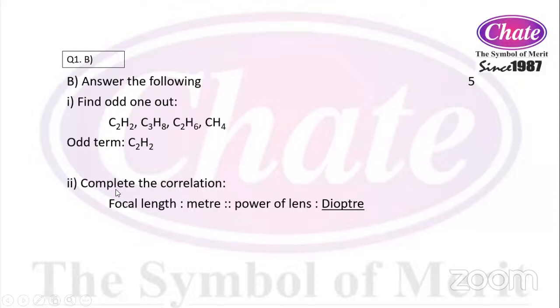Now next is complete the correlation. Here you can see that focal length is in meters. So what is the unit of power of a lens? Yes, the unit is diopter. Now most of the students missed this diopter. So be careful while writing the spelling as well, because here only one word carries one mark. In that case, the spelling of that word should be correct. So diopter is the answer.